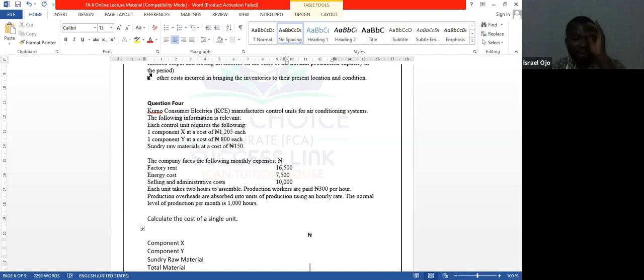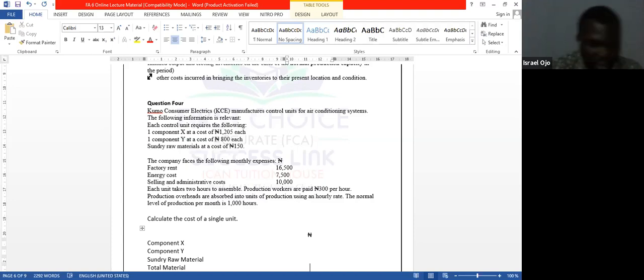The normal level of production per month is 1,000 hours. Which means that the hours allowed to produce within a particular month is 1,000 hours. So the fixed overhead cost should be apportioned using hours. That's more of what we talk about in your management information, MI. Calculate the cost of a single unit.